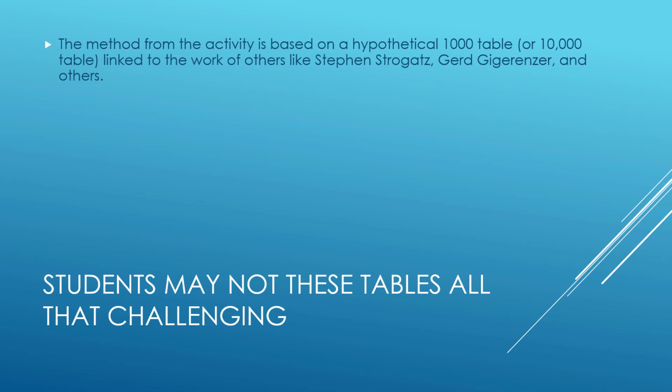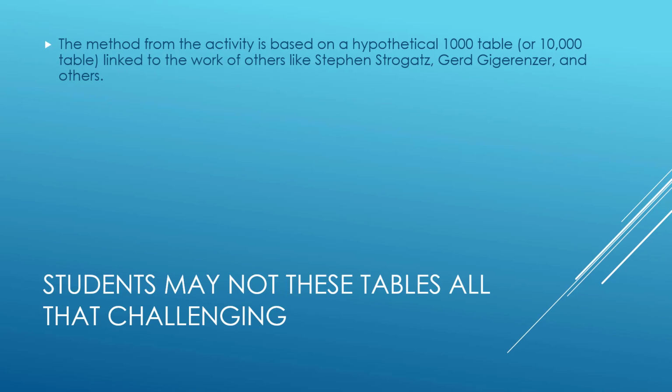The method we're using in this activity is based on a hypothetical 1000 table. You can use any number as your base, so the hypothetical 1000 table is pretty common. You could also use 10,000 as a goal, being that we'd like to get accuracy without losing the ability to quickly be able to create the tables. These are linked to other folks, so I'll give a shout out here to Stephen Strogatz, Gerd Gigerenzer, and others.